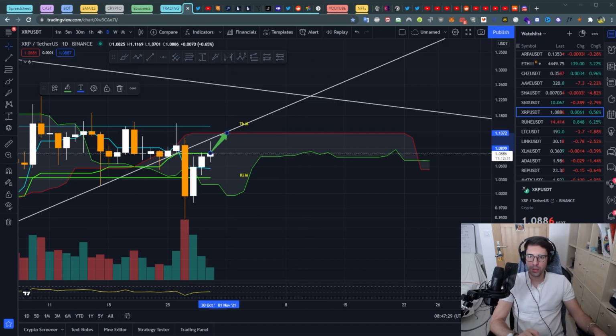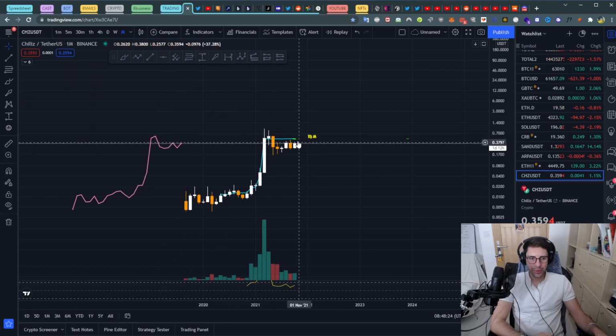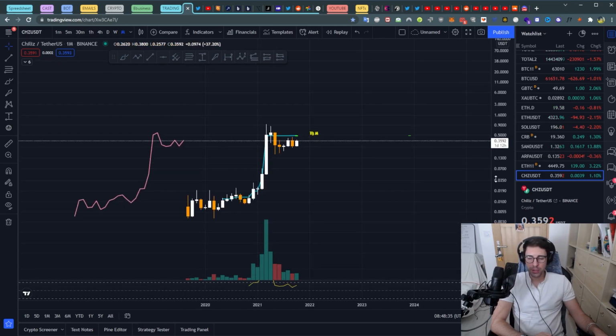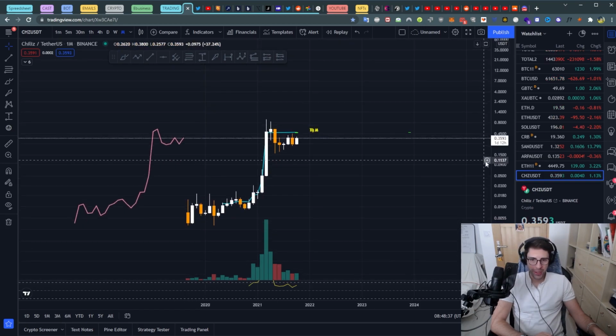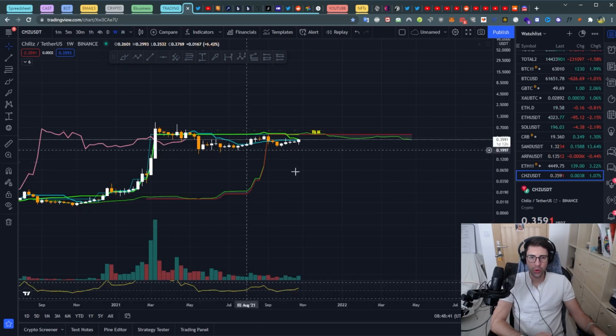So let's move into the next token. It's CHZ, Chiliz. So you can see through the Ichimoku cloud elements, I still don't have a clear cloud here on a monthly time frame. Why? Because this token is too recent. It started here, it was listed on Binance on the 1st of September 2019. I know it's almost 2 years now, but still not enough to see a proper cloud forming, so we have to go to a lower time frame.